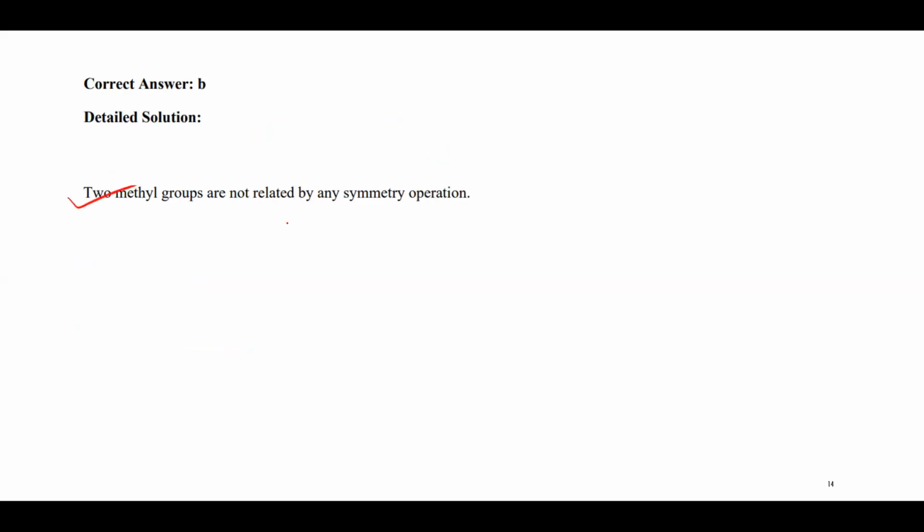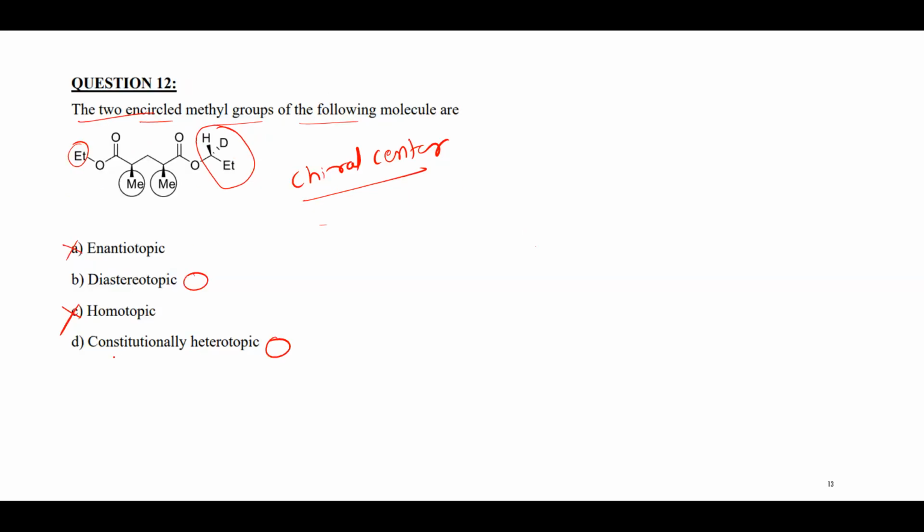So here is the answer. The two methyl groups are not related by any symmetry. Therefore they are diastereotopic. Constitutionally heterotopic is not for the same molecule, right? If there are two different molecules A and B, then it comes into the picture. So option B is the correct option here. Any doubt here?